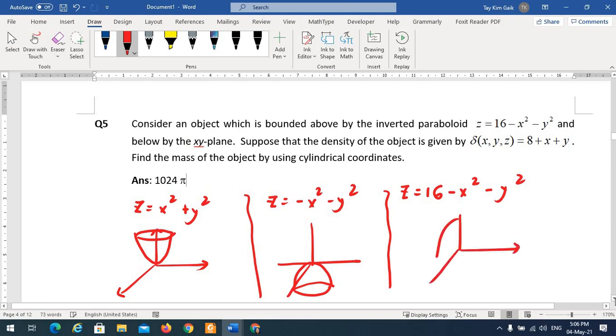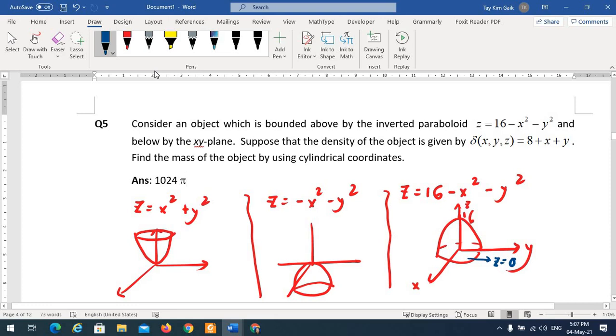So this one is 16 here. This is the z axis, this is the x axis, this is the y axis. So this is an inverted paraboloid, z equals 16 minus x squared minus y squared. So your upper surface is a paraboloid bounded below by the xy plane, meaning the bottom surface is on the xy plane, or z equals 0.